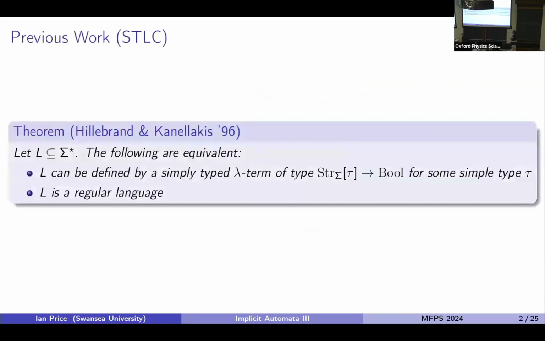So the story starts with this paper by Hillebrand and Kanellakis in '96. It gives a bunch of characterizations of things in computability. They characterize P time, P space, not NP. But for our purposes, regular languages can be characterized in the simply typed lambda calculus, basically if their characteristic function is definable in an appropriate sense. And what do I mean by strings and bools in an appropriate sense?